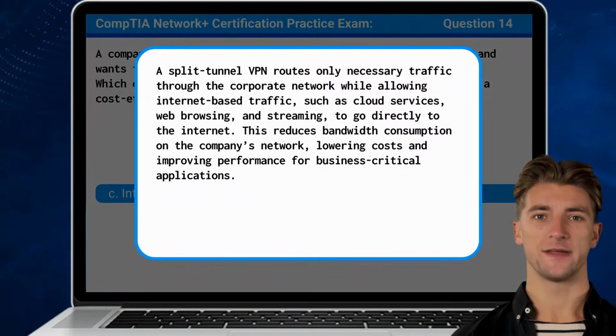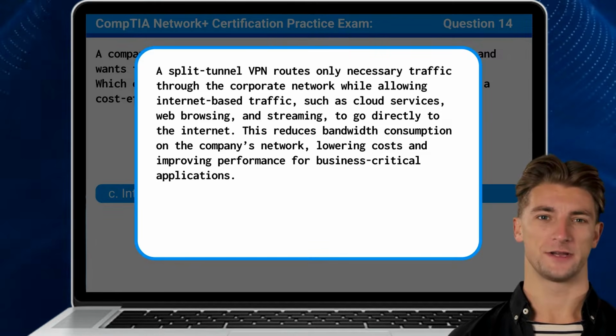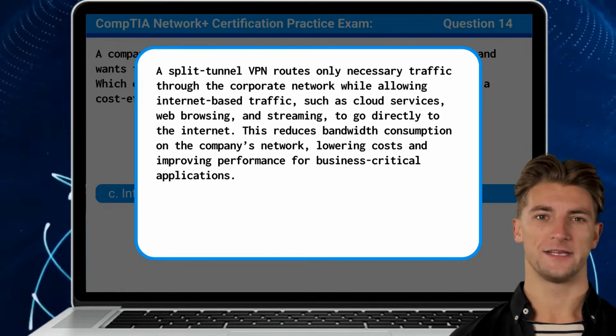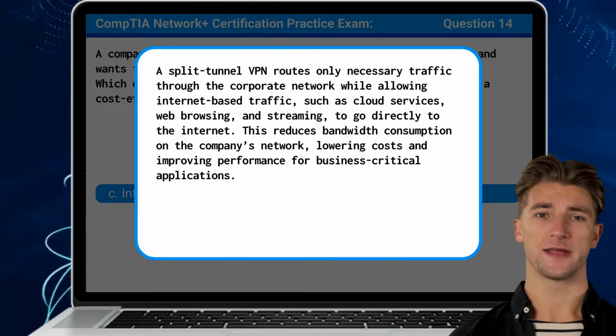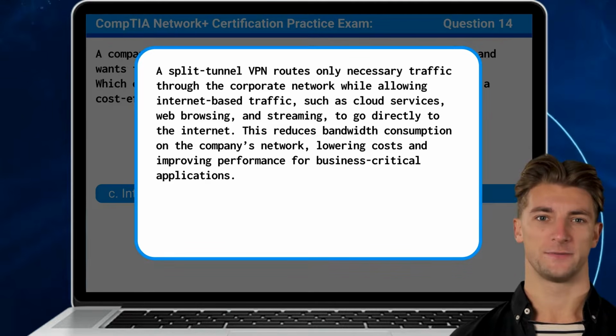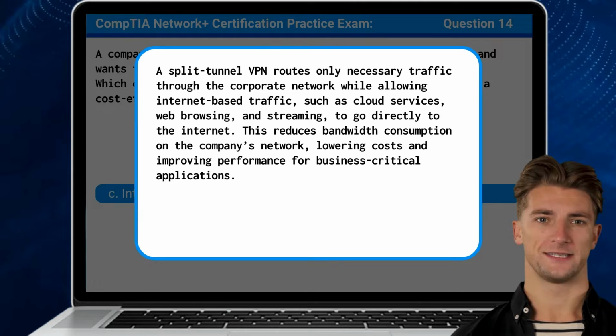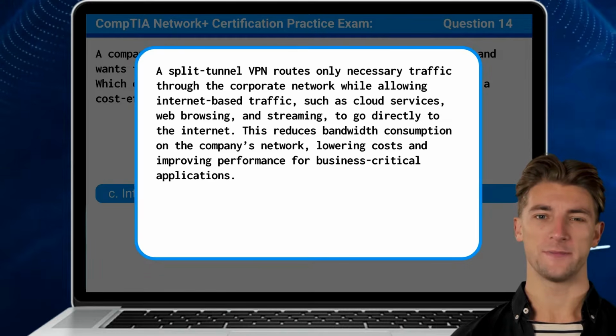A split-tunnel VPN routes only necessary traffic through the corporate network while allowing internet-based traffic, such as cloud services, web browsing, and streaming, to go directly to the internet. This reduces bandwidth consumption on the company's network, lowering costs and improving performance for business-critical applications.